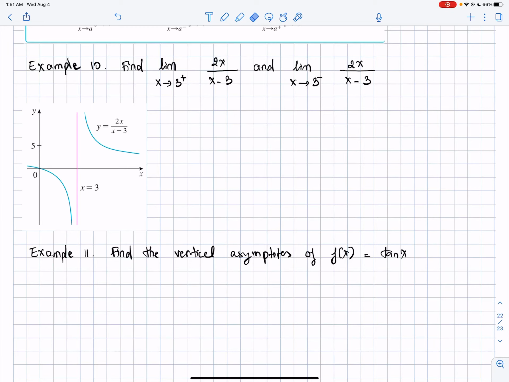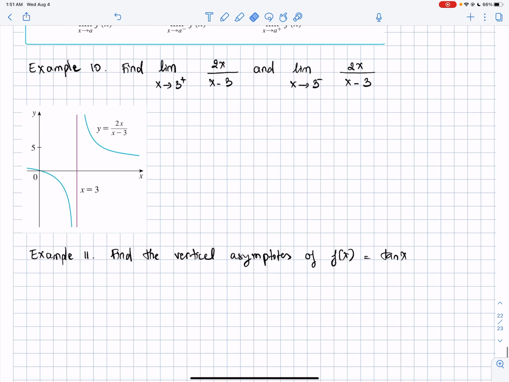Example number 10, we want to find the limit of 2x over x minus 3 when x approaches the right side of 3 and when x approaches the left side of 3. So we are not supposed to look at the graph. I attached the graph so that we can verify the answer later. Let's use algebra to do that.